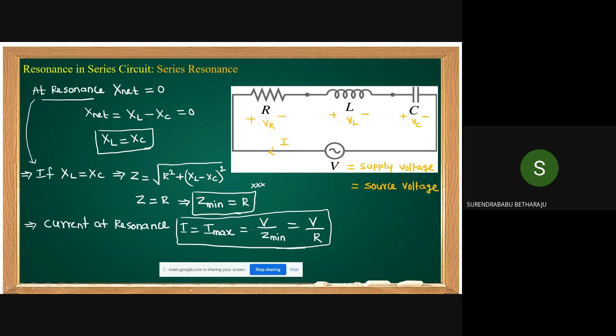This is at resonance condition. I am writing all these conditions at resonance. Now tell, that is at resonance condition, the circuit is purely resistive, because the net reactance is equal to zero. At resonance, the circuit is purely resistive.